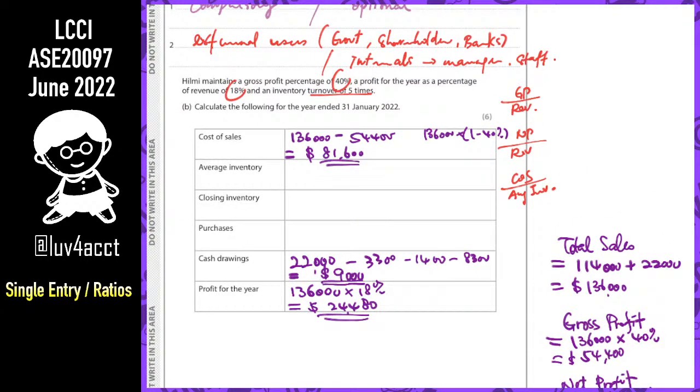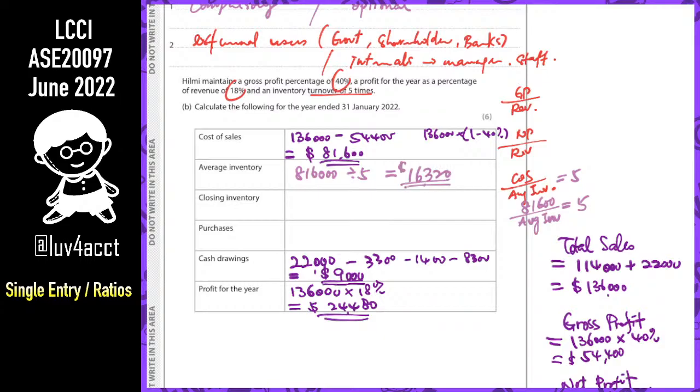Okay, here you can see inventory turnover is equal to 5 times. So we have cost of sales being 81,600, and then we can calculate average inventory. 81,600 divided by 5, so average inventory is equal to 16,320.